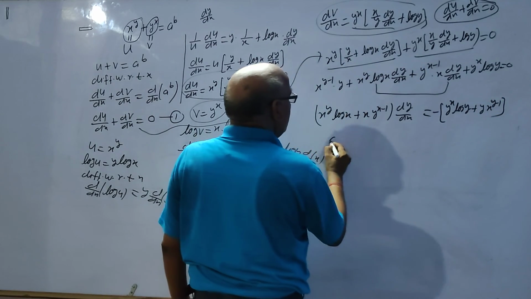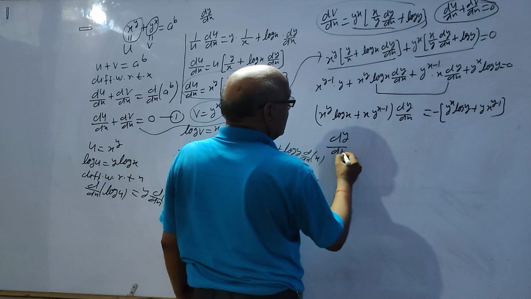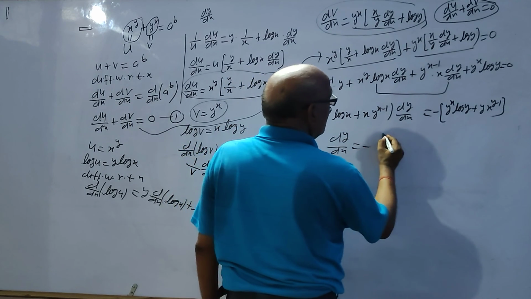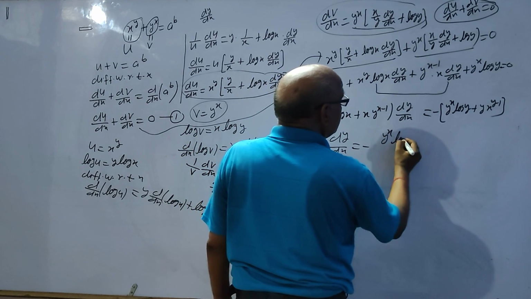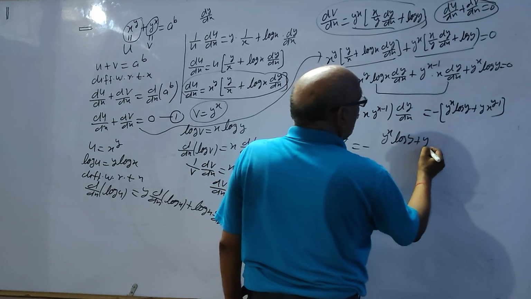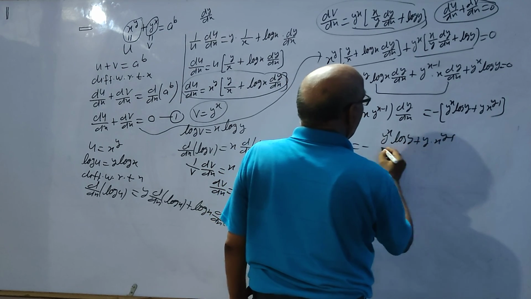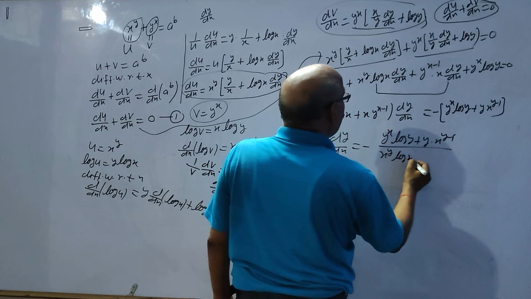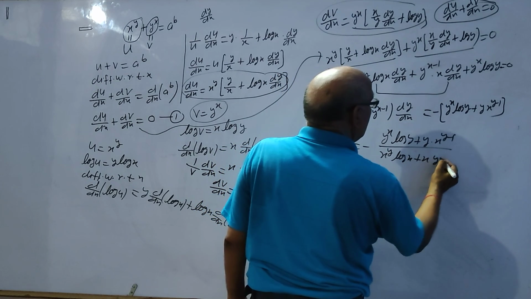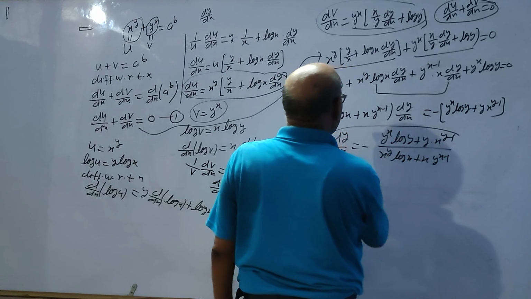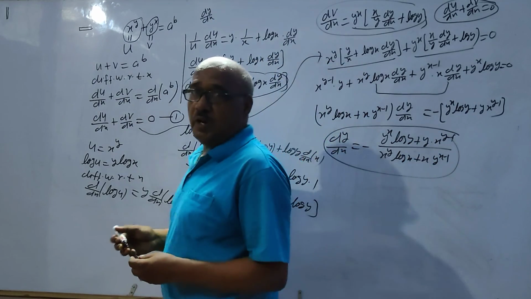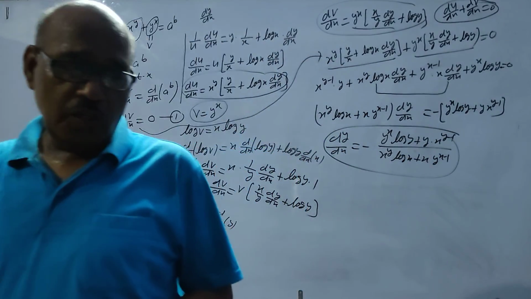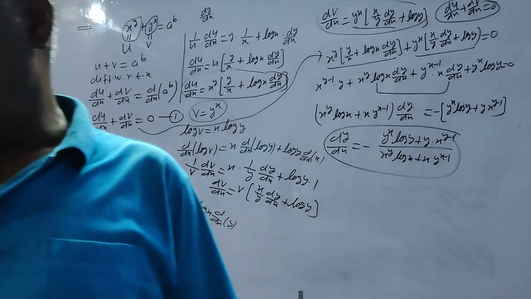Now dy over dx is equal to minus y to the power x into log of y plus y into x to the power y minus 1, divided by x to the power y into log x plus x into y to the power x minus 1, and this will be the required result. So I'm just completing this video here only beta.